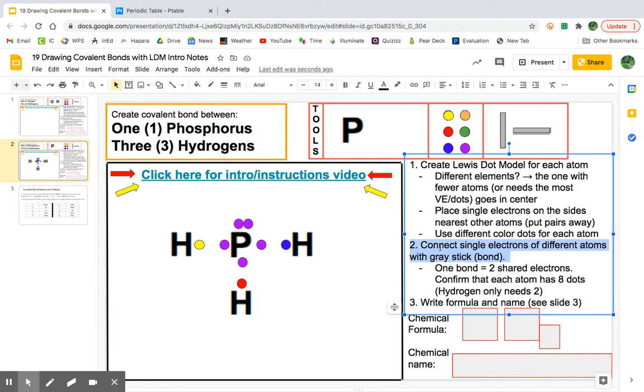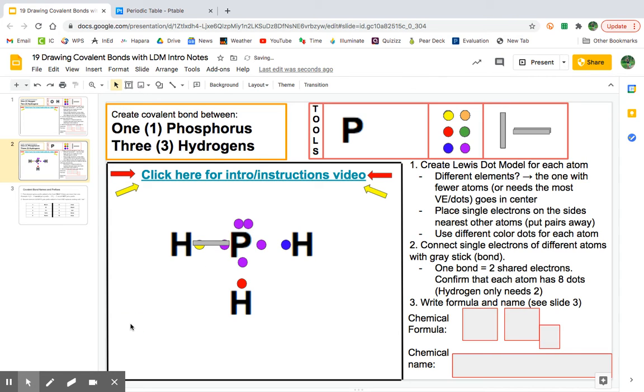Now as number 2, we've got to connect the single electrons of different atoms with the gray stick, with these bonds. And this is just indicating that they are now sharing these electrons. So I'm going to put one right there over those electrons. I'm going to grab a vertical one right there because those are going to share. And then these are going to share. That's why we put the singles nearest the other atom so we can easily share them.